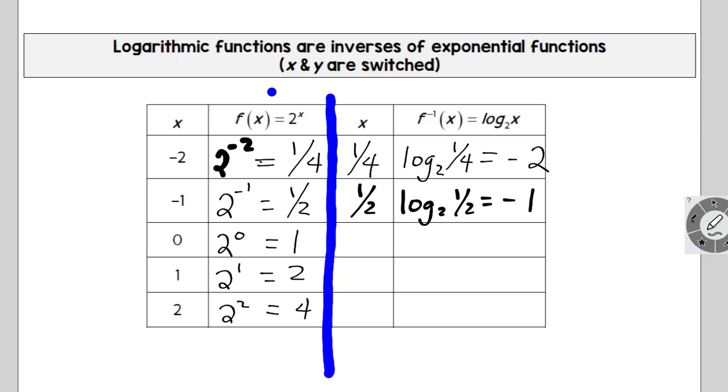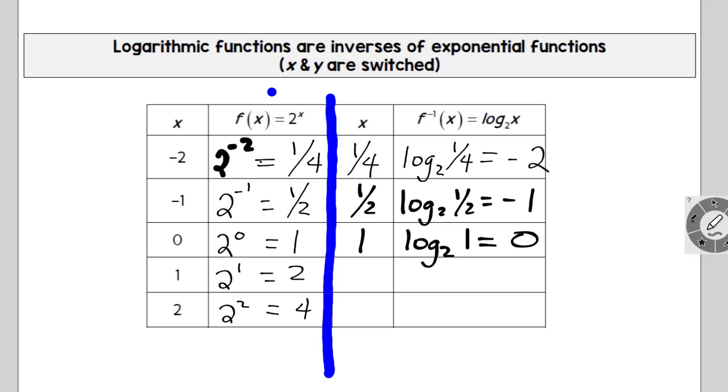What do I raise 2 to in order to get 1/2? The answer is -1. So we see that they undo one another. Okay? All right. For 1, what do I raise 2 to in order to get 1? The answer is 0. Okay, very good.